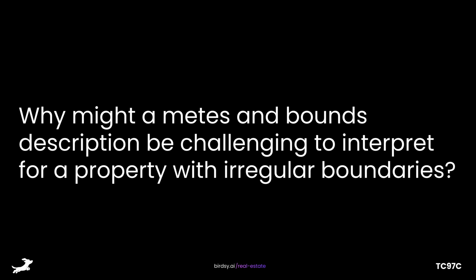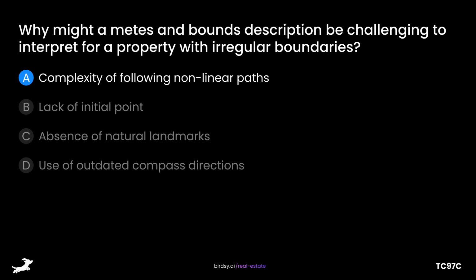Why might a meets and bounds description be challenging to interpret for a property with irregular boundaries? Is it A, complexity of following nonlinear paths, B, lack of initial point, C, absence of natural landmarks, or D, use of outdated compass directions? The answer is A, complexity of following nonlinear paths.